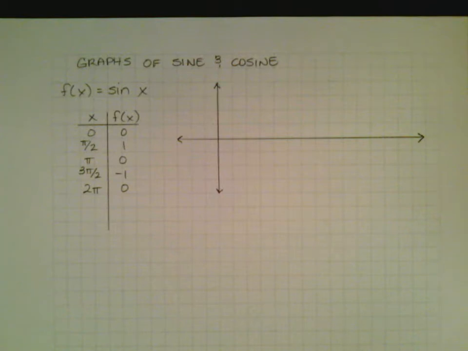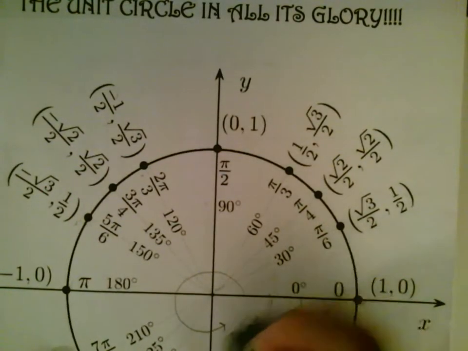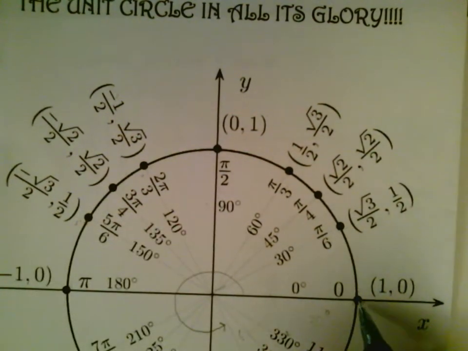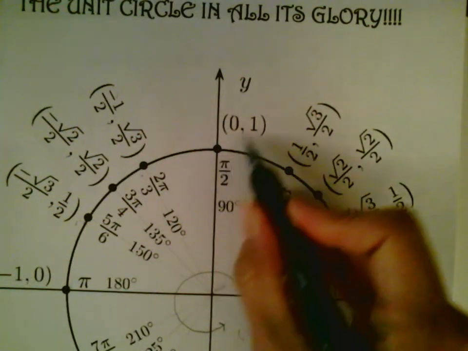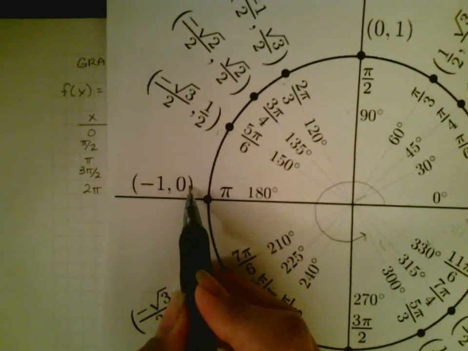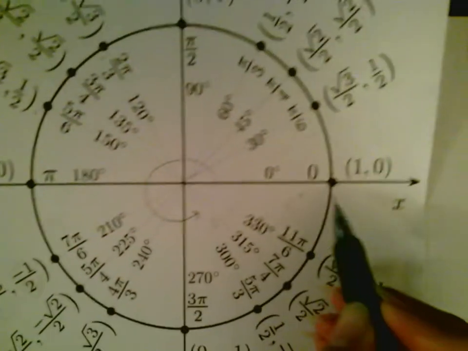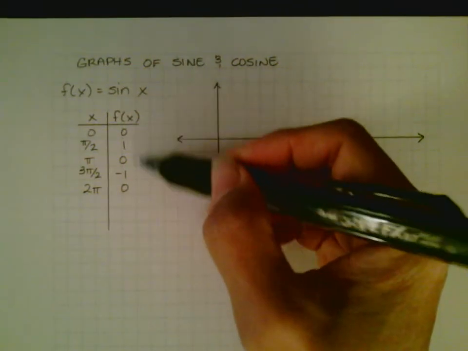Once you have done that, you should have ended up with these values. Looking at the unit circle, you went and looked at the y values. At 0, you had a y value of 0. At pi over 2, you had a y value of 1. At pi, 0. At 3 pi over 2, -1. And returning back to 2 pi, you had a y value of 0. So those are where you got these values.